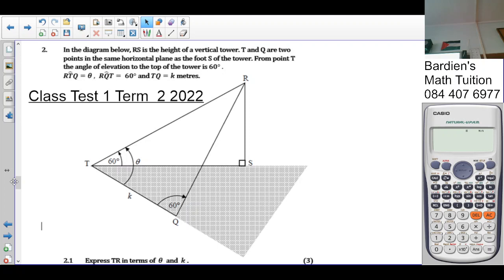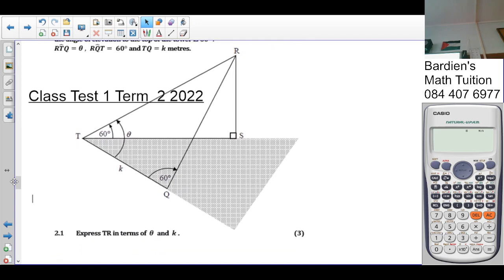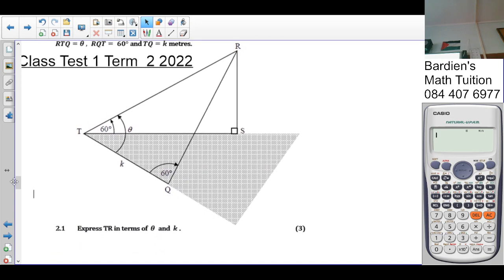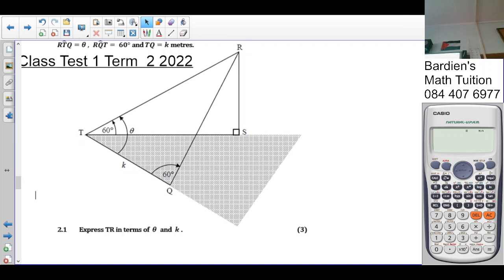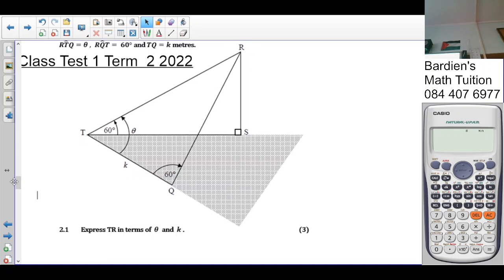So there is a right angle triangle there. Then we are told that RTQ is theta. Then we are told that RQT is 60 degrees. Then we are told that TQ is equal to K. The question says, express TR in terms of theta and K.